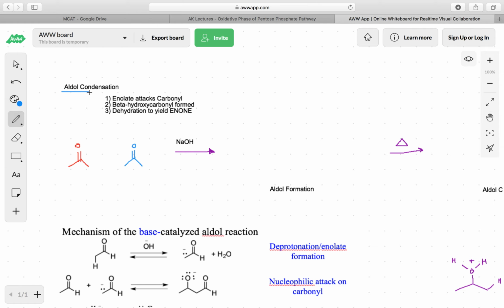What's an aldol condensation? So an aldol condensation takes place between two carbonyl groups. They can be either aldehydes or ketones. And what's going to happen is you use a strong acid or strong base. So here we have NaOH, that's going to be the strong base. And what it's going to do is abstract a proton from the alpha carbon of your carbonyl group. And when it does this, it forms an enolate.